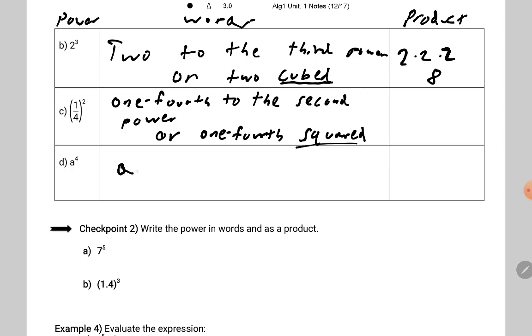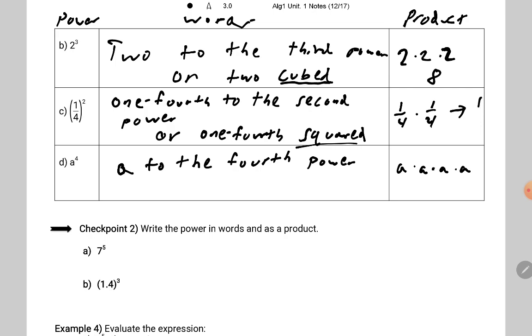Okay, this is a to the 4th power. Oh, sorry, the product here. This is 1/4 times itself, because there's 2 of them. And this would be a times a times a times a. And then this would be 1/16.